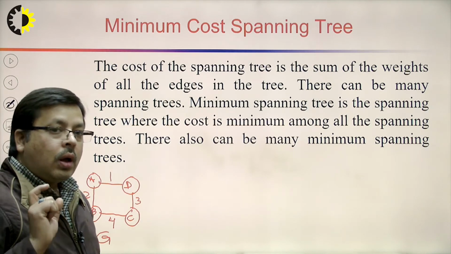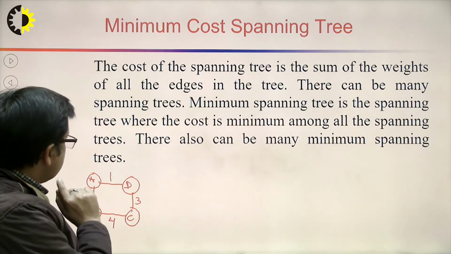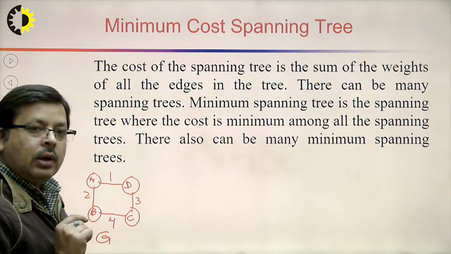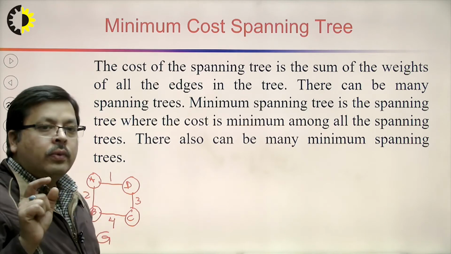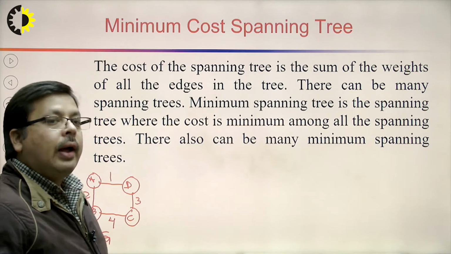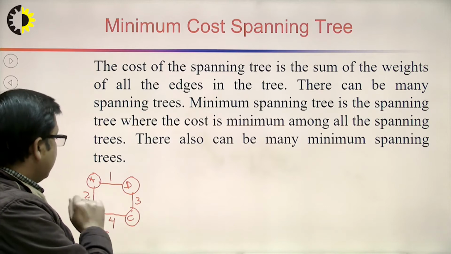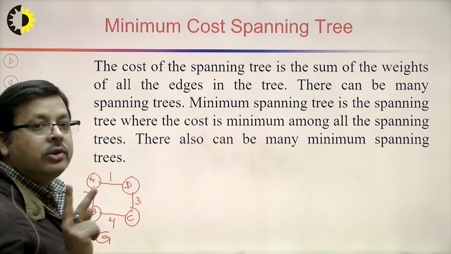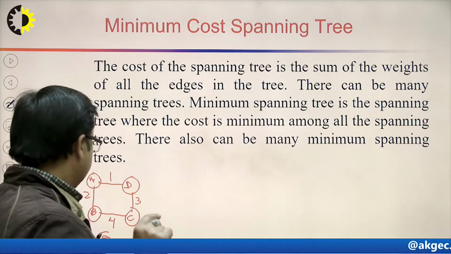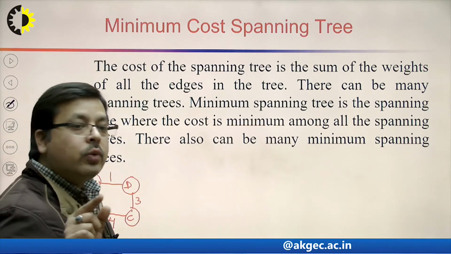Now how many spanning trees may there be? Let's see. If we remove any one edge in this graph, then the graph will be a spanning tree, because all the vertices will remain connected and the number of edges will be n minus 1. Here there are 4 vertices. If you remove any one of the edges, then there will be 3 edges and the number of vertices will remain 4. Let's see. First assume that we are removing the edge between A and D.